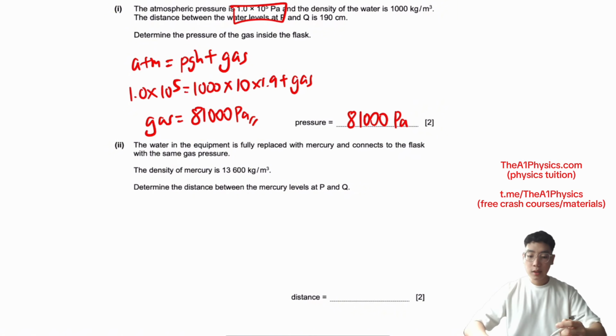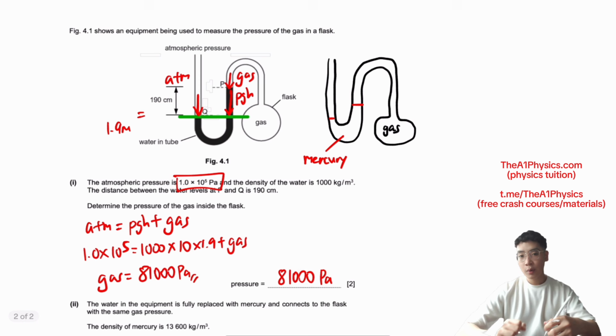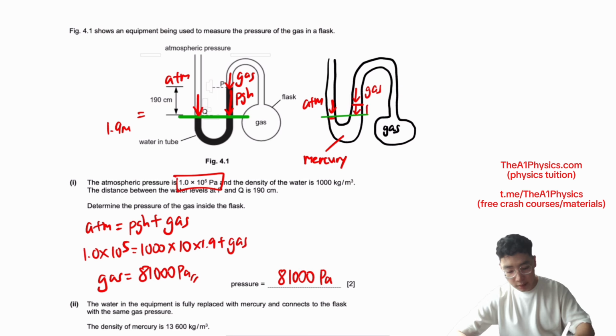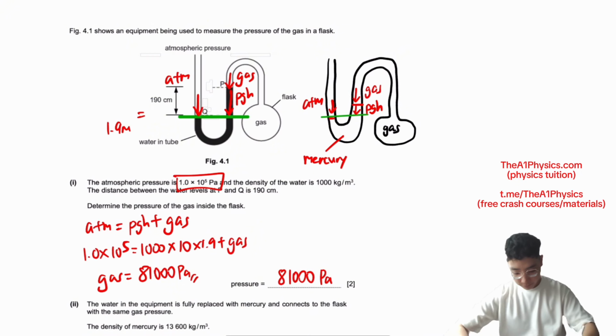Right, so what happens to the distance between the mercury levels from P to Q? What you've got to understand is that when you change water into mercury, on the left side, if we draw the line over here, there's still atmospheric pressure, right? On the right side, there is still gas pressure, and there is the pressure of the mercury. Right now, it's the rho GH of the mercury.